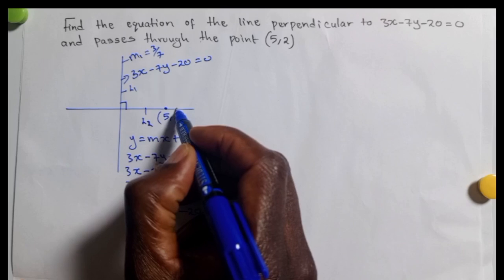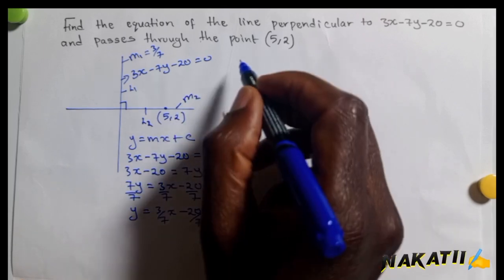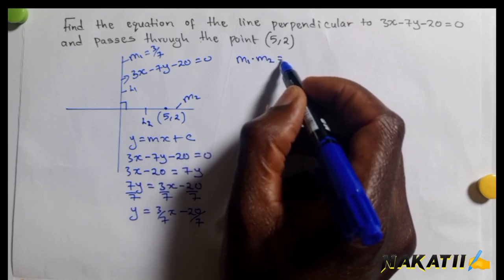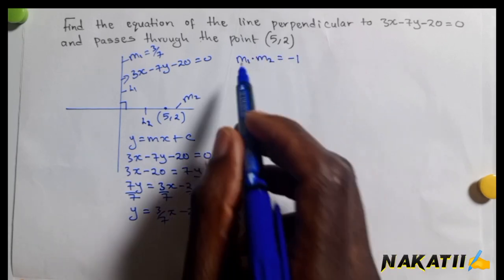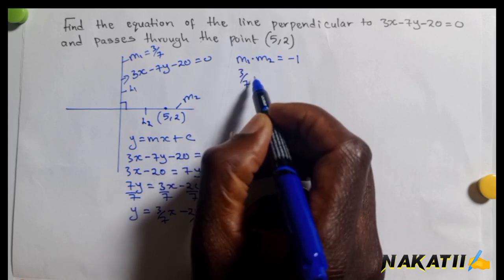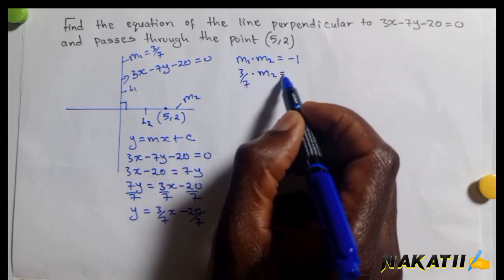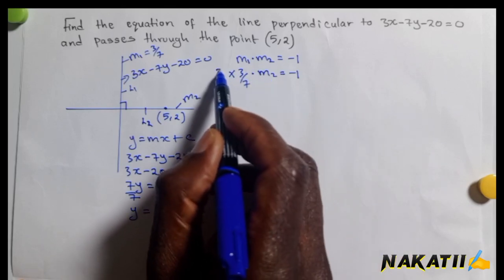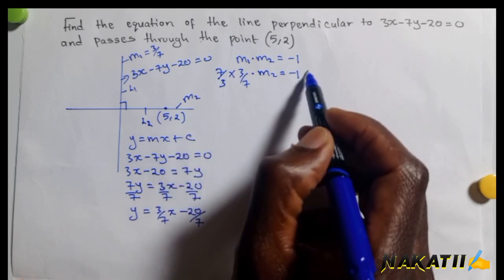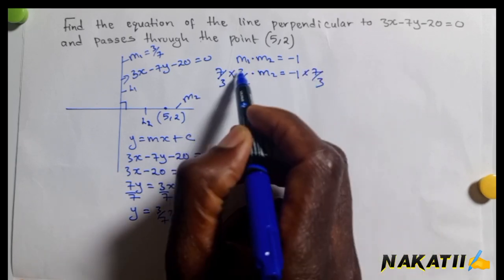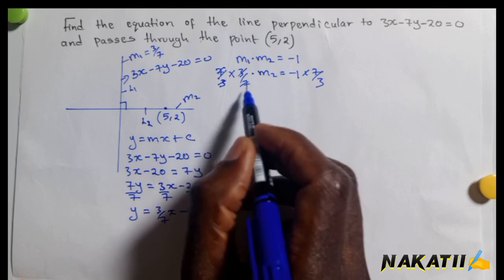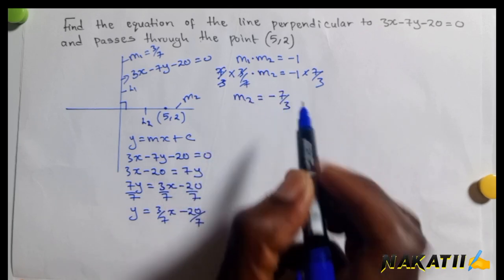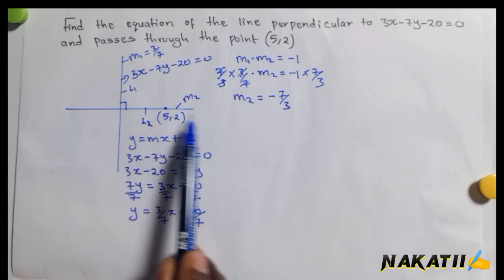We need to get our m2. When two lines are perpendicular, if you take m1 multiplied by m2, you get -1. Therefore, m1 is 3 over 7, multiplied by m2 supposed to give us -1. Now, to get m2, we just multiply both sides by 7 over 3 so that this can cancel. This side you're going to remain with m2 equals -7 over 3. That is the gradient of this line here.